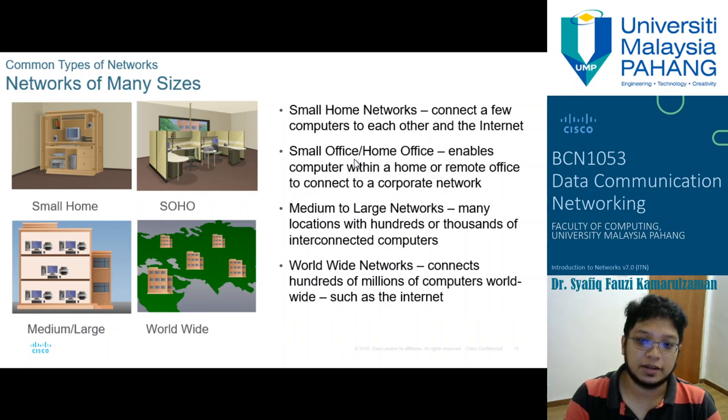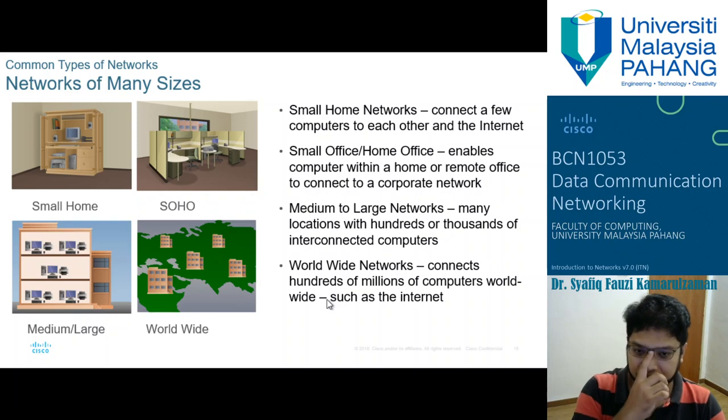The other types of network that we have are small office and home office networks, which enable computers within a home or remote office to connect to a corporate network. And we have medium or large networks, which are mostly related to institutions that have hundreds or thousands of interconnected computers. And also we have worldwide networks, which connect hundreds of millions of computers worldwide, such as the internet.